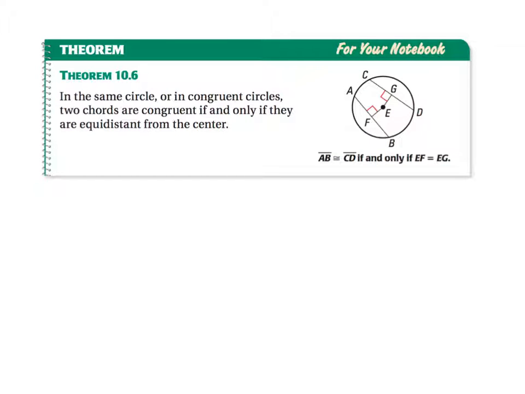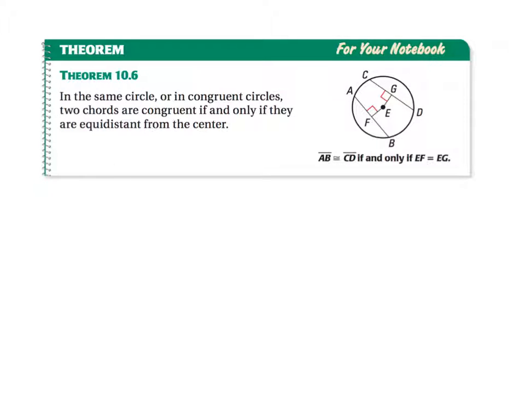Our last theorem of this section is theorem 10.6. It states in the same circle or in congruent circles. Remember, that just means that the circles have to have the same radius. Two chords are congruent if and only if they are equidistant from the center. Again, we're using the phrase if and only if, so we know that it's true forwards and backwards.